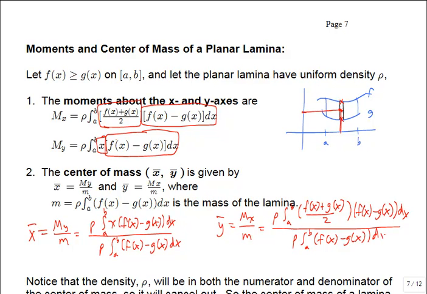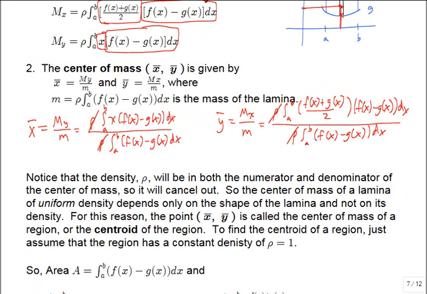Now what you'll notice here is since we're using that density rho on the top for those moments and on the bottom for those total masses, they actually end up canceling out on the top and the bottom. So you'll notice that the density will be in both the numerator and denominator of the center of mass, so it will cancel out. And so the center of mass of a lamina of uniform density depends only on the shape of the lamina and not on its density.